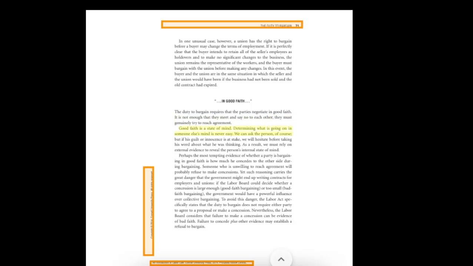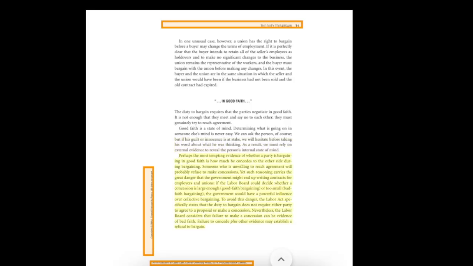Determining what is going on in someone else's mind is never easy. We can ask the person, of course. But if his guilt or innocence is at stake, we will hesitate before taking his word about what he was thinking. As a result, we must rely on external evidence to reveal the person's internal state of mind.